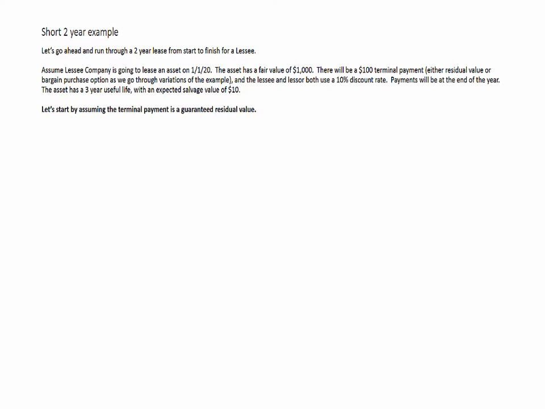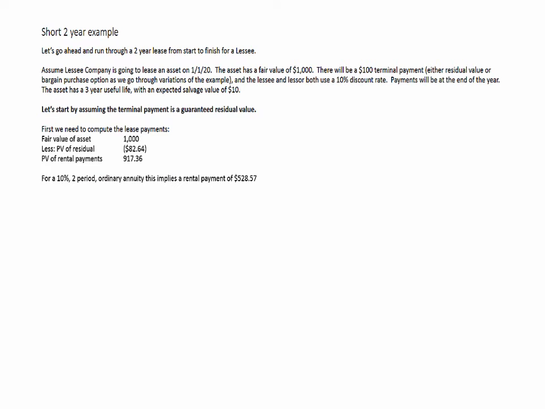Let's start by assuming the terminal payment is a guaranteed residual value. First, we need to compute the lease payments. We start with the fair value of the asset, subtract the present value of that $100 residual, discounted at 10% for 2 years. That gives us the present value of the rental payments, and for a 10% 2-year ordinary annuity, this implies a rental payment of $528.57.